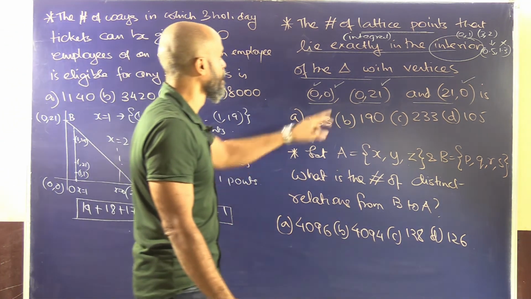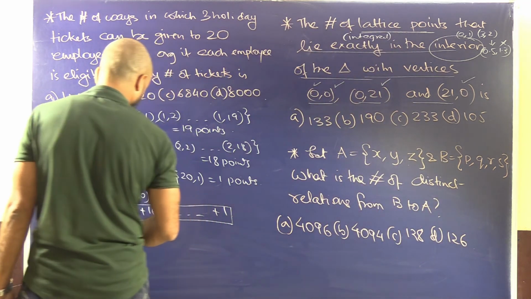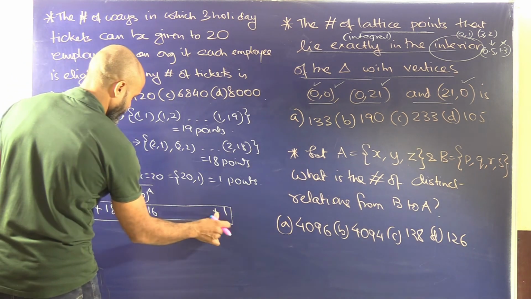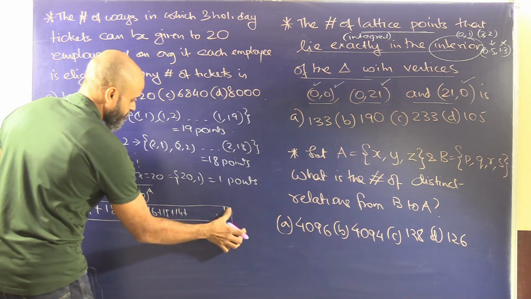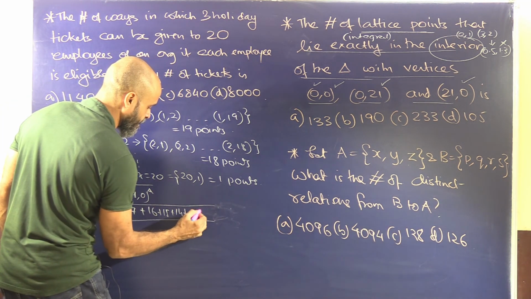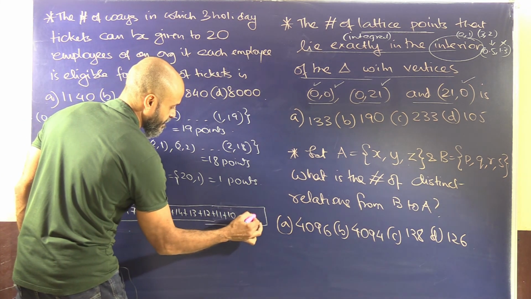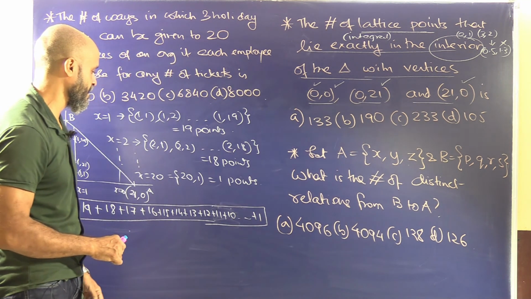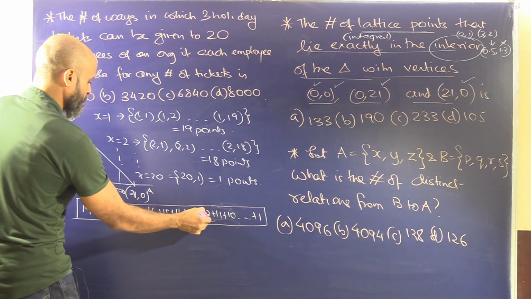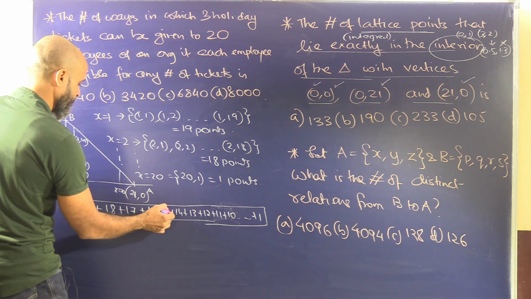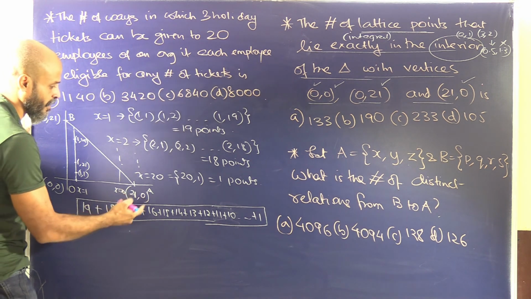So these are the number of lattice points that lie exactly in the interior of the triangle with these vertices. Now we will have to add this up. Oh, this seems to be a task. 19 plus 18 plus 17 plus 16 plus 15 and so on till 1. Let's quickly add this up: 1 plus 2 is 3, plus 3 is 6, plus 4 is 10, plus 5 is 15, plus 6 is 21, plus 7 is 28, plus 8, or we can do an AP form here.